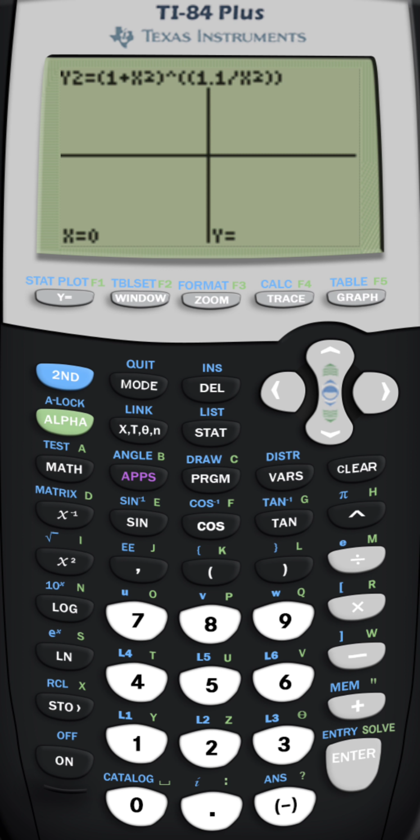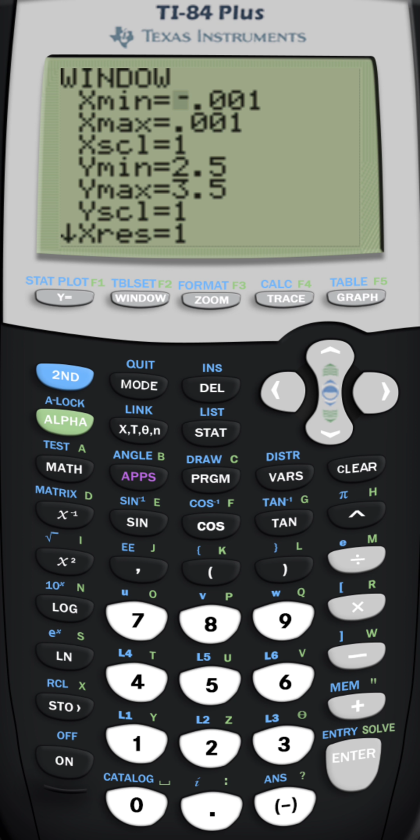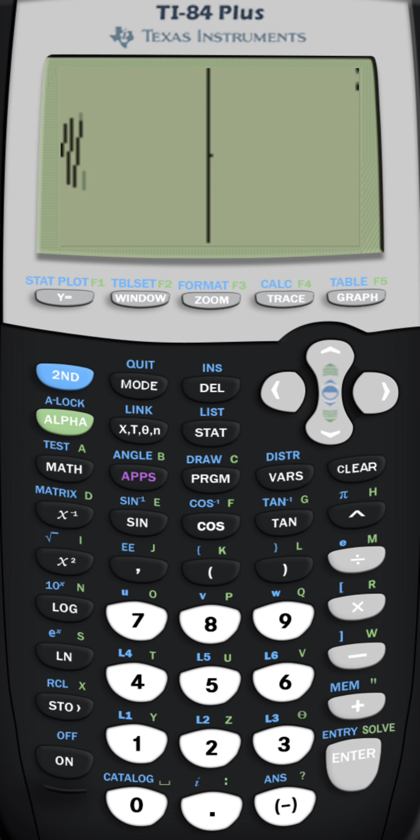Again, y is undefined at x equals 0. We are at 3.004 and 3.004. Now let's look at what happens when we go closer. I'm going to go into the window again, and I'm looking at -0.00001, nope, not negative, 0.00001, and we're going to graph even closer.